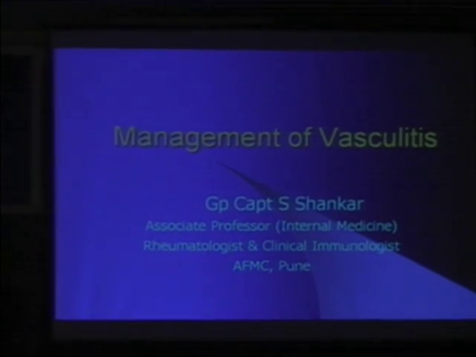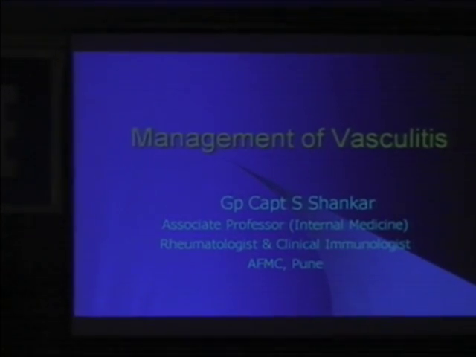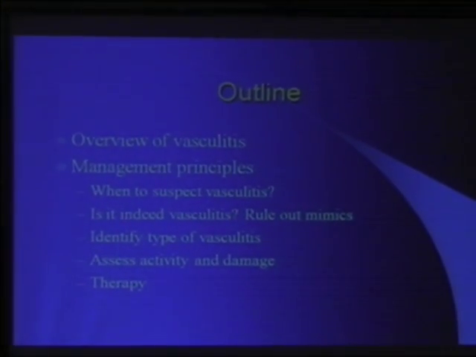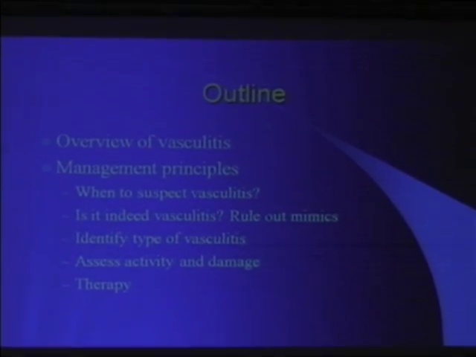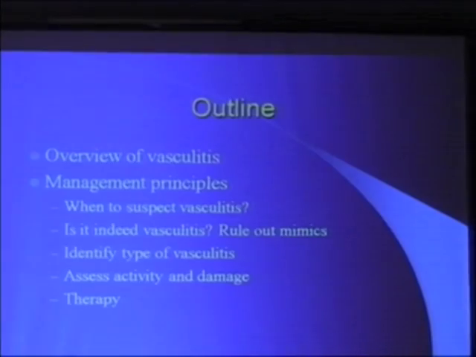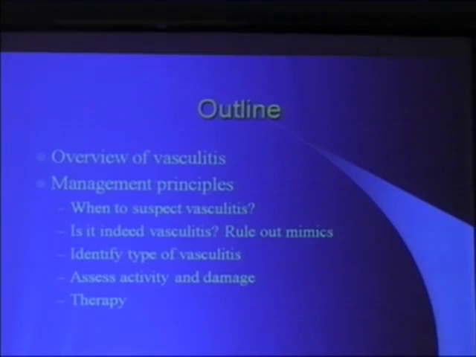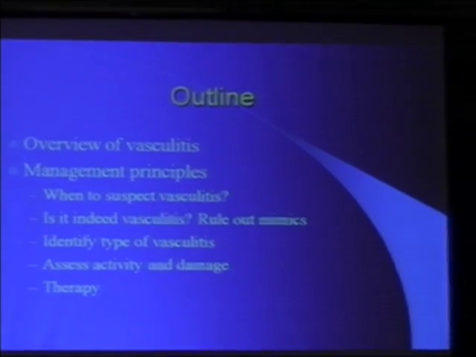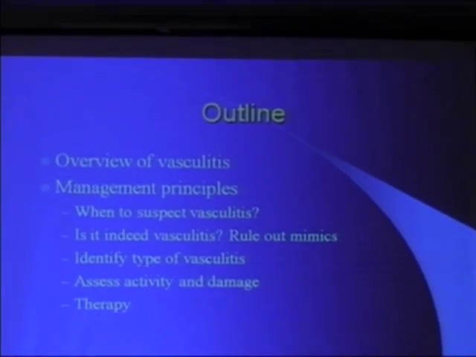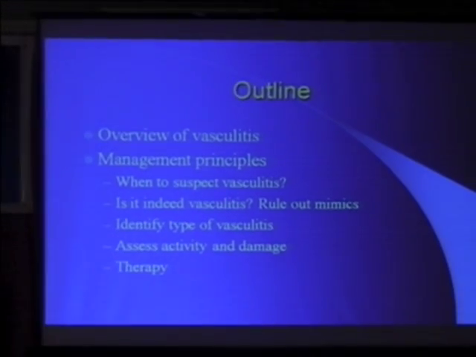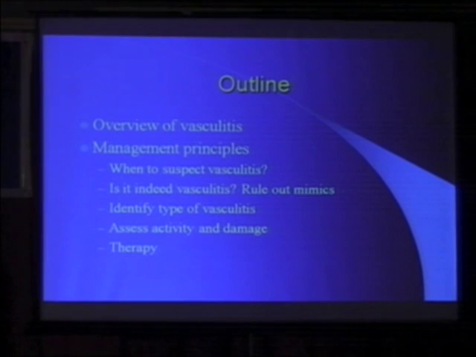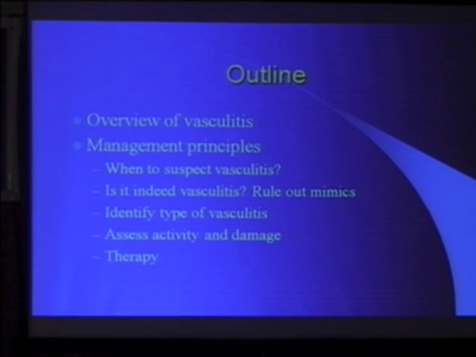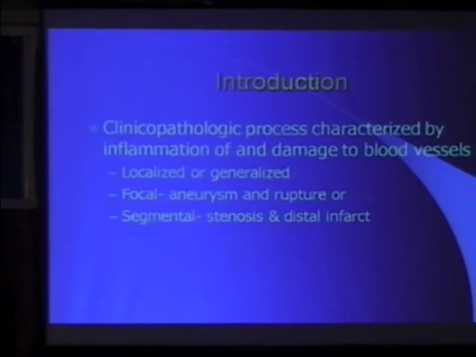So I spent most of the time in planning this, and hopefully I finally chose this outline. I shall give you a very brief overview of vasculitis in maybe just a handful of slides. Then we'll discuss the management principles as to when to suspect vasculitis, which I think is the most important question. And then we should be aware of the diseases which mimic vasculitis. Then once you have identified the vasculitis, we should be very clear whether this vasculitis is active or it is just the old damage that you are seeing. And finally, you should be able to decide on how you are going to treat.